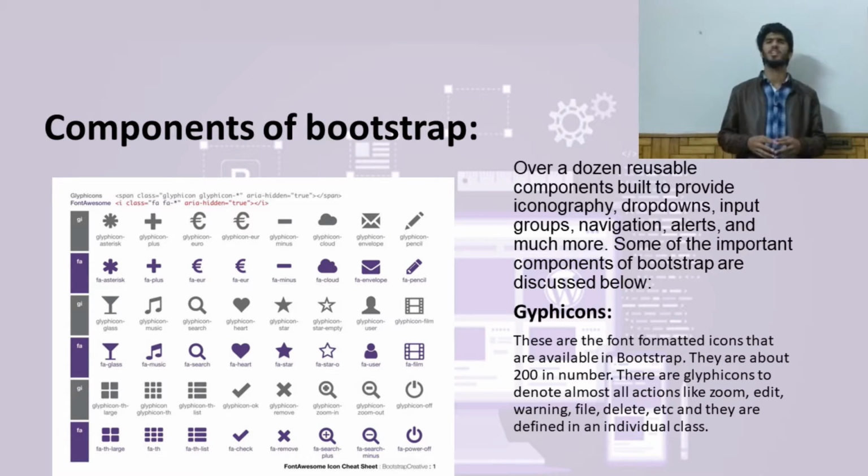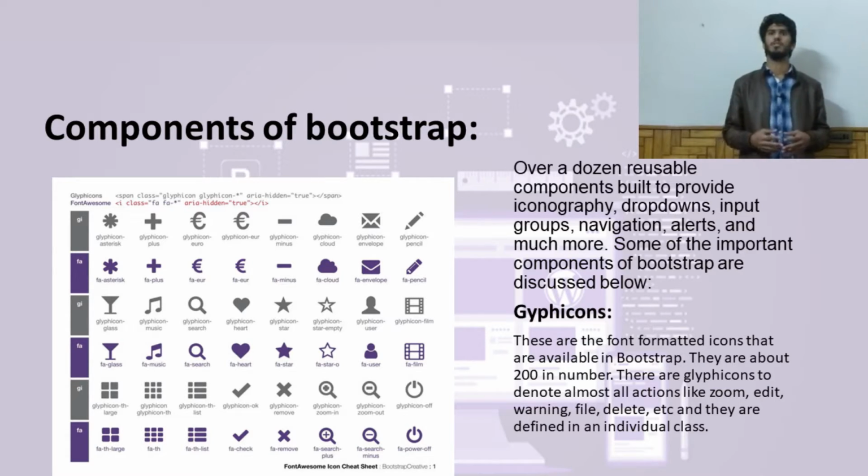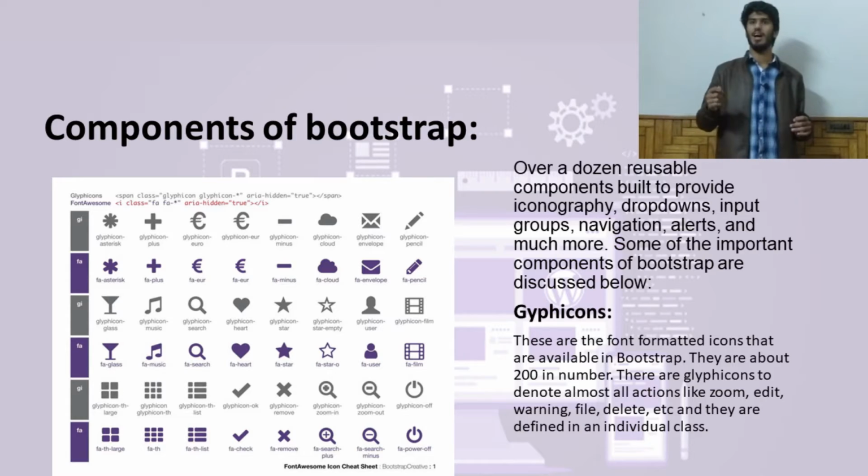Now I will be discussing the components of Bootstrap. There are over a dozen reusable components built to provide iconography, drop-downs, input groups, navigation, alerts, and much more. Some of the important components of Bootstrap are discussed below. Glyphicons. They are the font formatted icons that are available in Bootstrap. They are about 200 in number. They are glyphicons to denote almost all actions like zoom, edit, warning, file, delete, etc. And they are defined in an individual class.